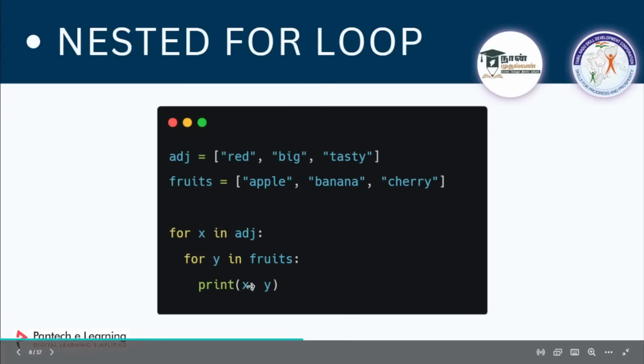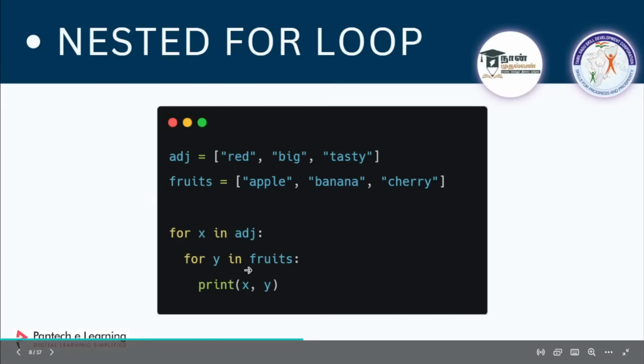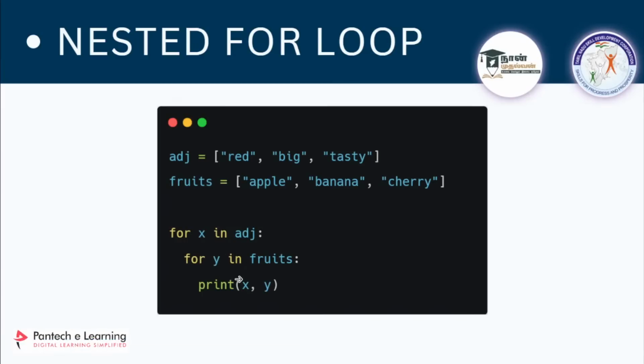Next, you have to remember this point here. When will a for loop end? A for loop will only end when it reaches the last item. The value of y is apple now. For this for loop to end, it has to terminate when it reaches the end. So the value of y now will be banana, and the value of x will be red only. So it will be red banana, the output.